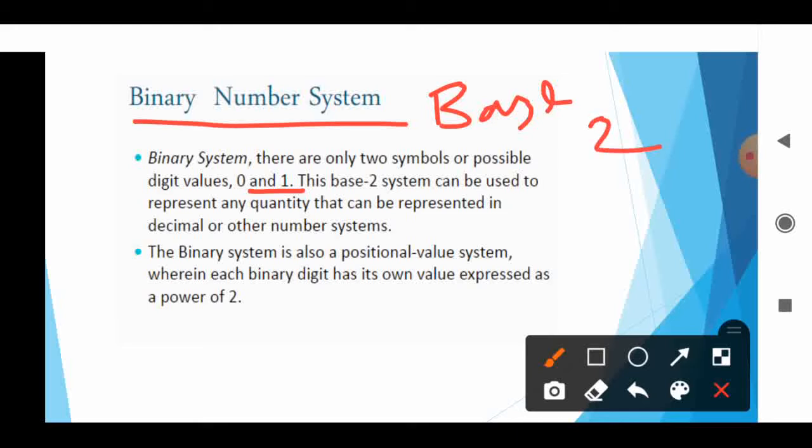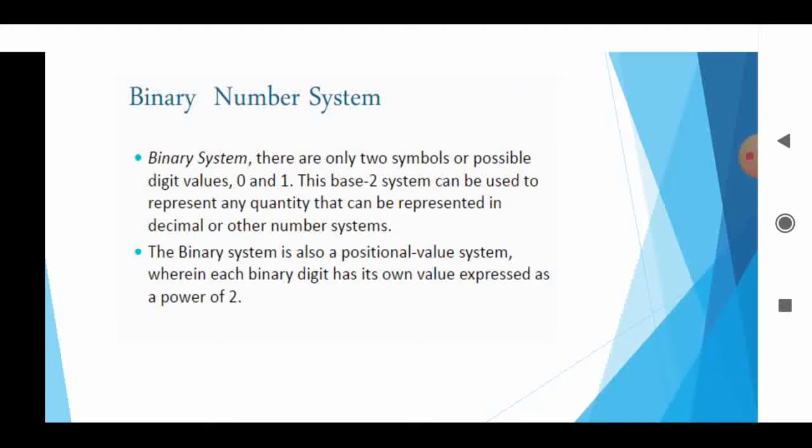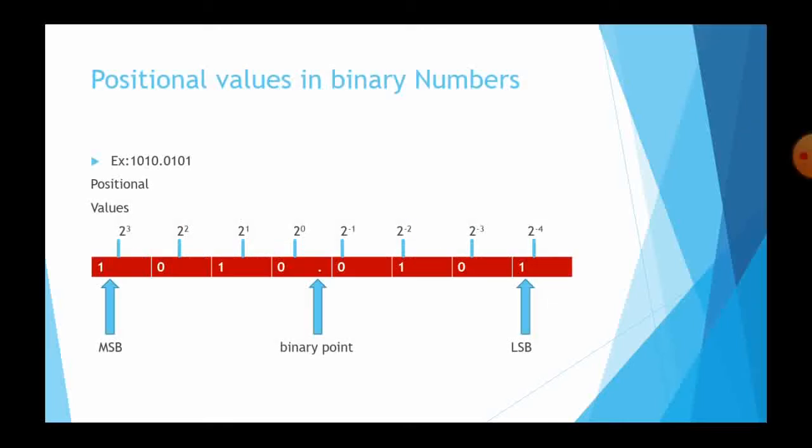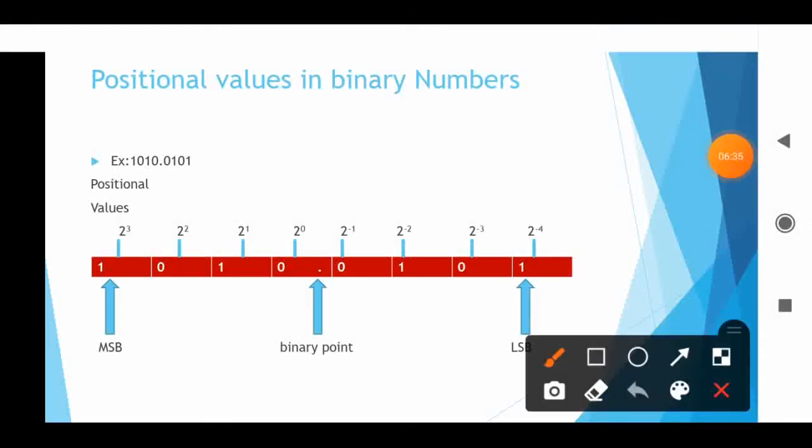2. The binary system also has a positional value system, wherein each binary digit has its own value that can be expressed as a power of 2. We will see the positional values in binary numbers. Example: 1010.0101. Binary number means what is the digit? Zeros and 1. 0, 1. Okay.